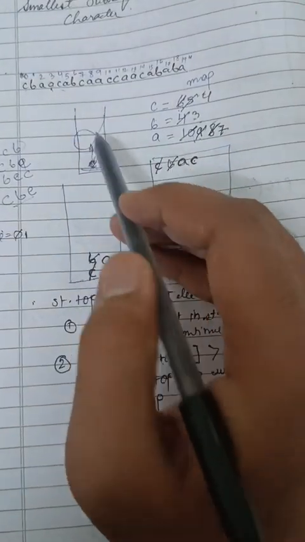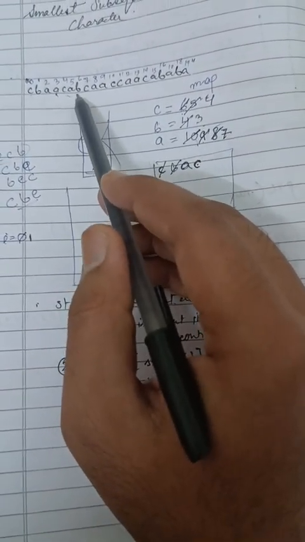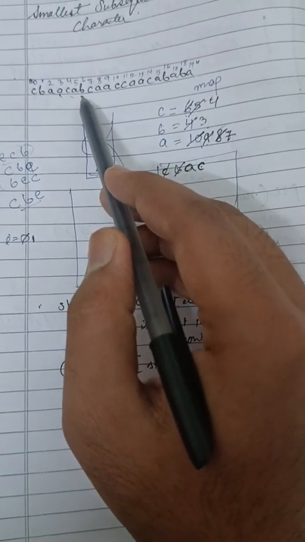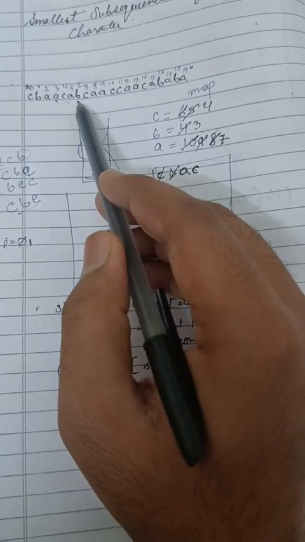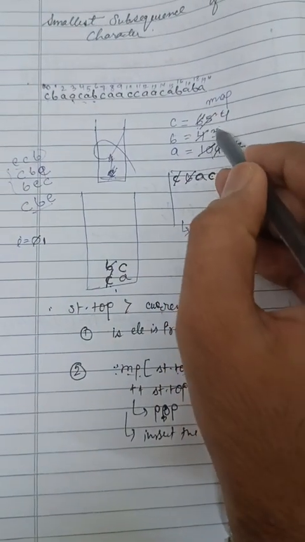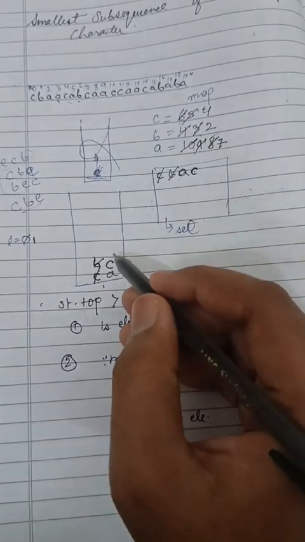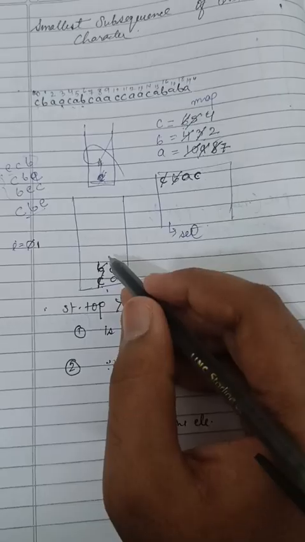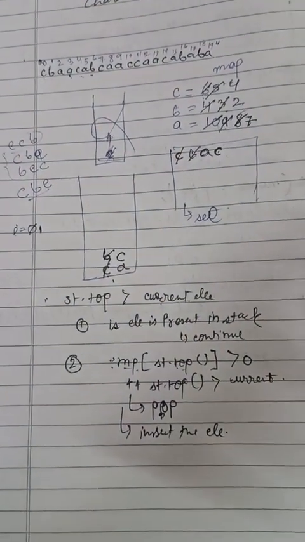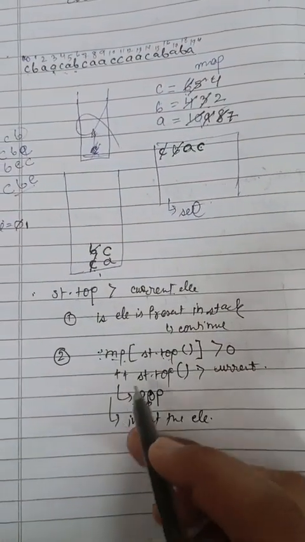Then now I am on B, right? Yes, I am on B. First I will decrease its frequency. It will be 2 now. Then I will try to store it, but we will see that B is smaller than C, right? Of course it is. Then we will check these conditions.